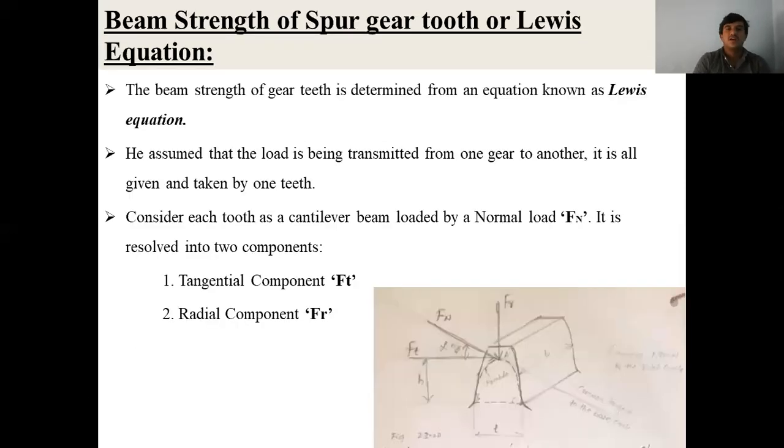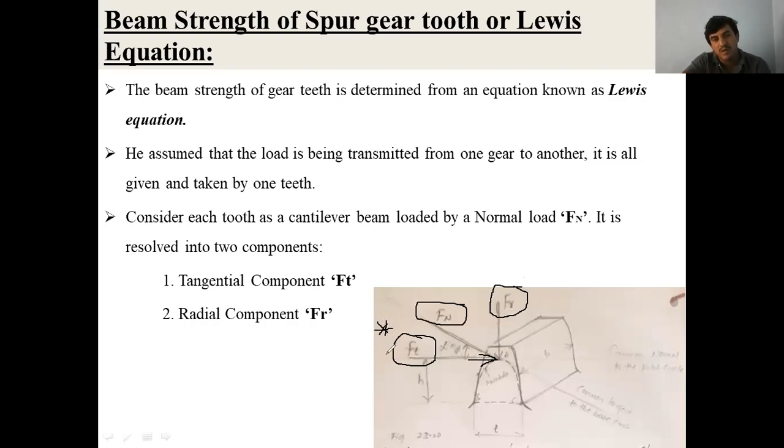Now, the beam strength of the spur gear tooth, or Lewis equation. Consider a gear tooth. It looks like a cantilever beam because along the common tangent to the base circle, the force is acting from one gear to the other gear. Resolve that normal force into two components. One is the radial force, which gives a compressive stress on the gear. The other is the tangential force, which tries to rotate the gear and transmit motion and power from one gear to the other. That force here is the tangential force.